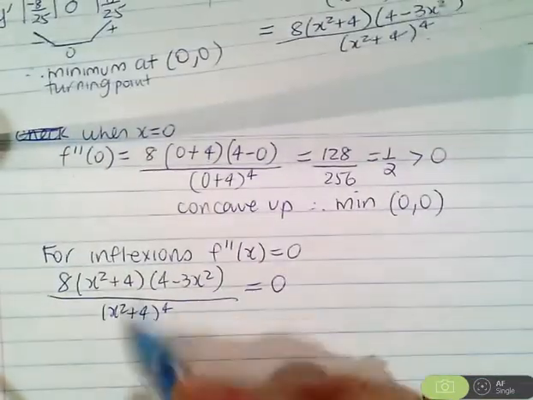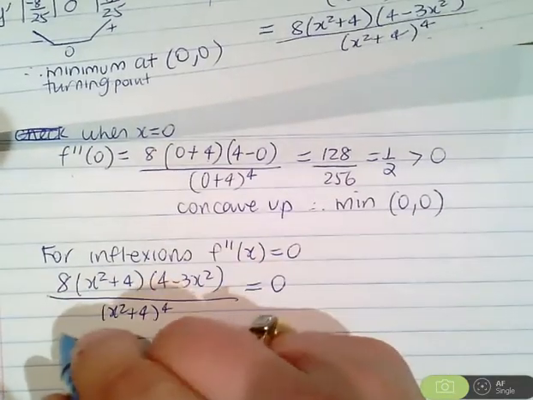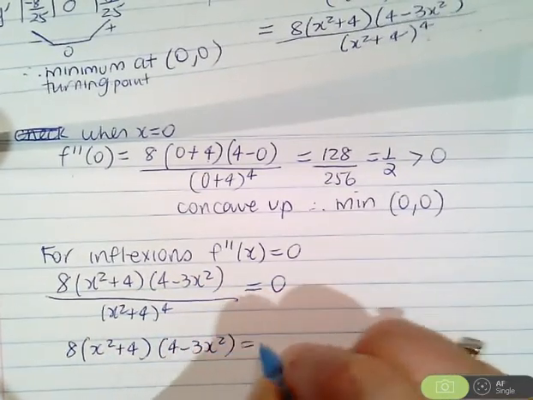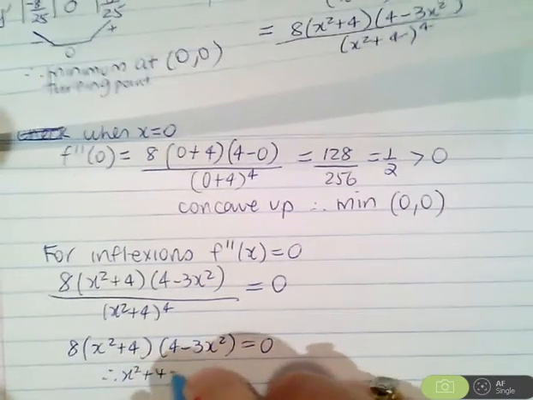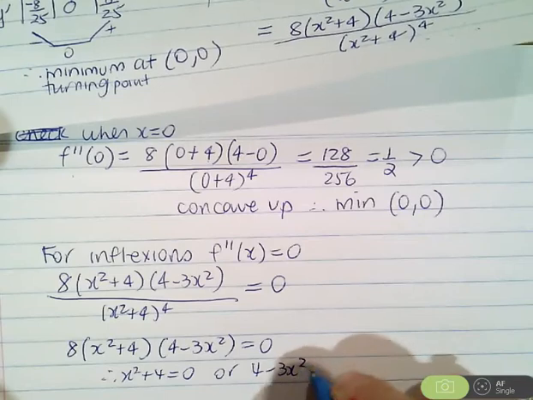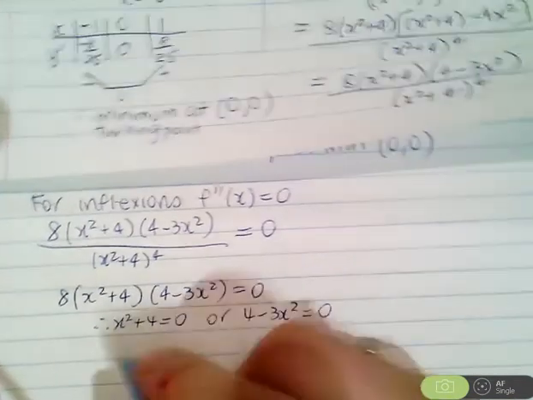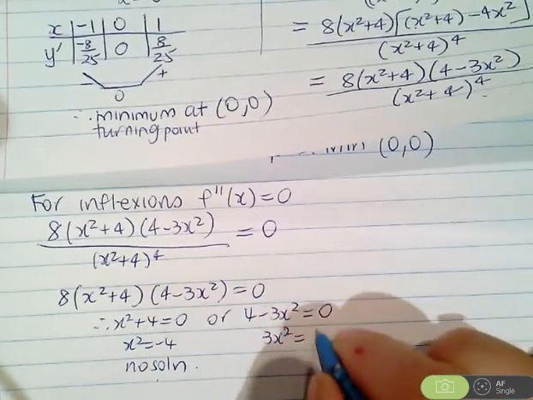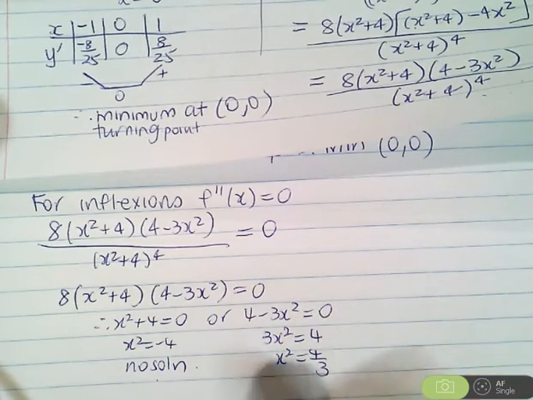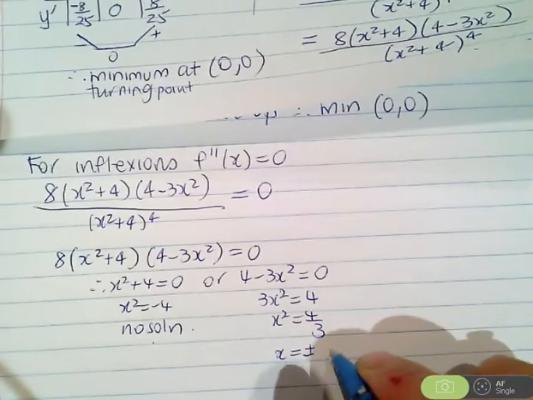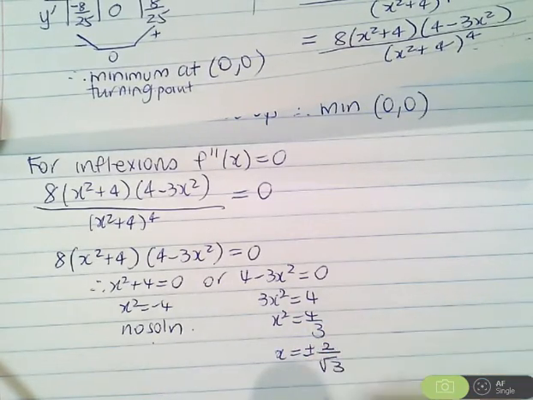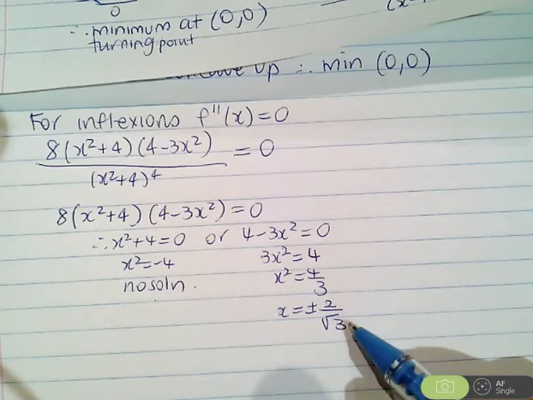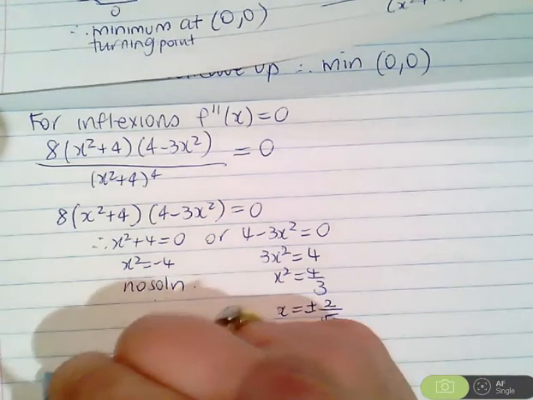Now, for that to equal 0, the numerator has to equal 0, not the denominator. So therefore, 8 bracket x squared plus 4 times 4 minus 3x squared is equal to 0. So therefore, x squared plus 4 equals 0, or 4 minus 3x squared equals 0. This obviously will never equal 0 because you get x squared is negative 4. That has no solution. But this, we've got 3x squared is 4. So x squared is 4 on 3, which means that x is plus or minus the square root of 4 on 3, which is 2 on root 3. So therefore, we've got possible inflections, and they occur when x is positive 2 over root 3 and negative 2 over root 3. So we better work out what they are.